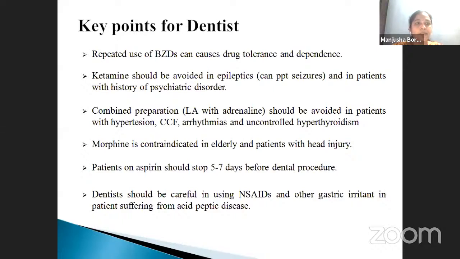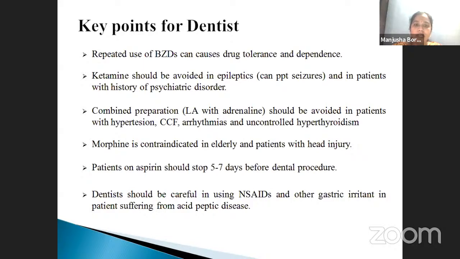Key points for dentistry: repeated use of benzodiazepines can cause drug tolerance and dependence. Ketamine is a dissociative anesthetic and should be avoided in epileptics because it may precipitate seizures, and in patients with a history of psychiatric disorders. The combined preparation of vasoconstrictor and local anesthetic should be avoided in patients with hypertension, cardiovascular diseases, arrhythmias, or uncontrolled hyperthyroidism, because adrenaline causes systemic toxicity.